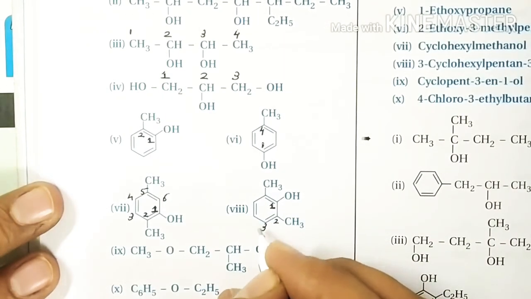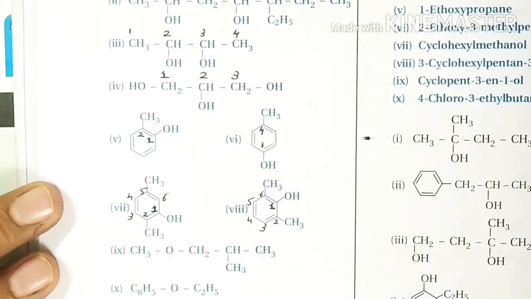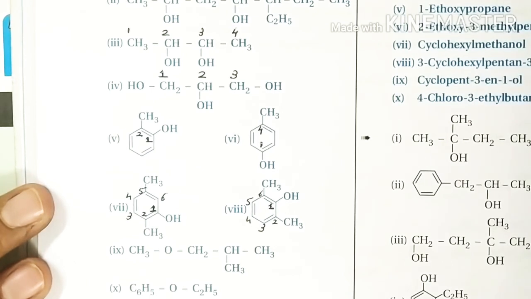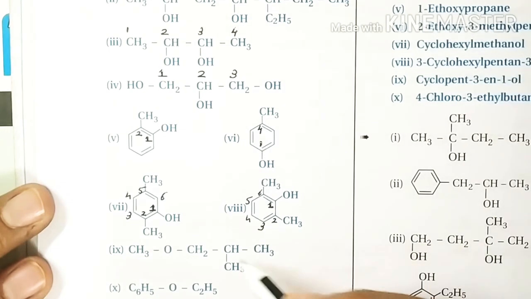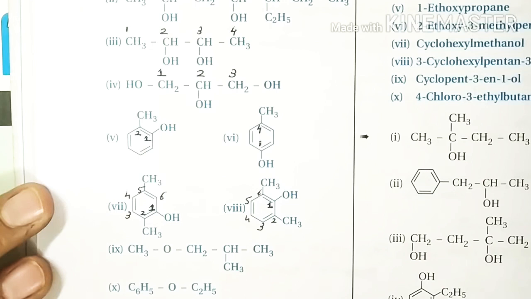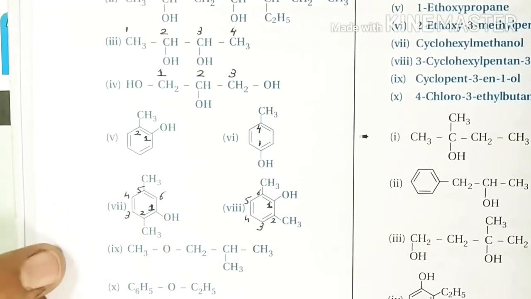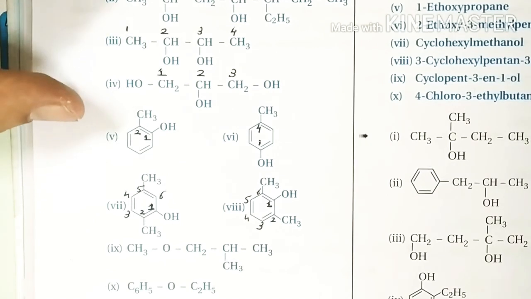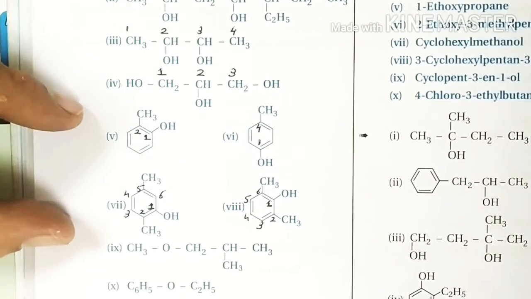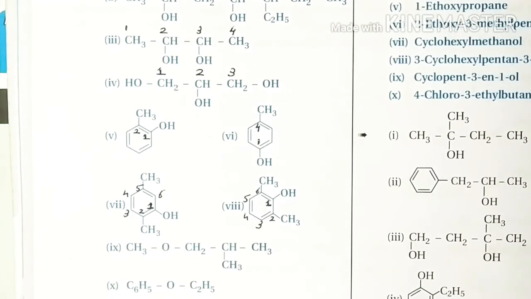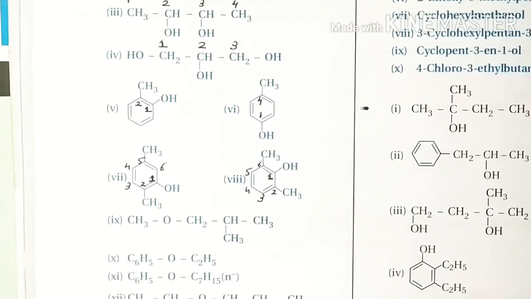Next one is the same but a different one: 1, 2, 3, 4, 5, 6. Because OH is more powerful, we give the least number to the OH, and according to OH we number accordingly. The name of this compound is 2,6-dimethylphenol. So this is all about the phenolic compounds. The first 4 are regarding alcohols, the next 4 regarding phenols, and the next 4 are about ether compounds. Now we start with the ether compounds.